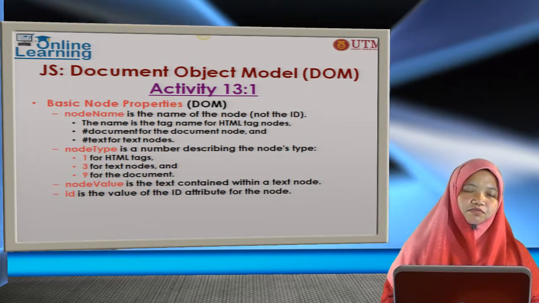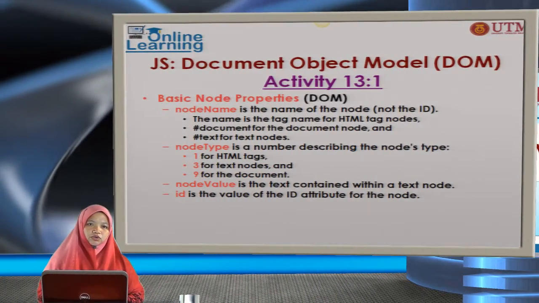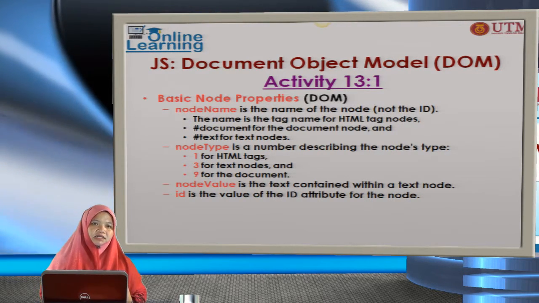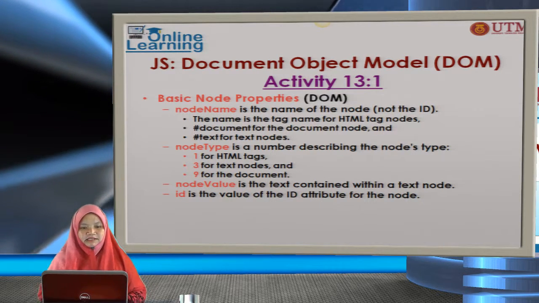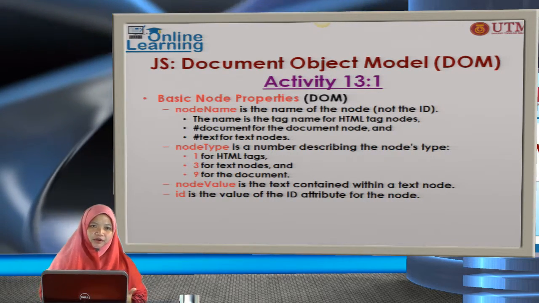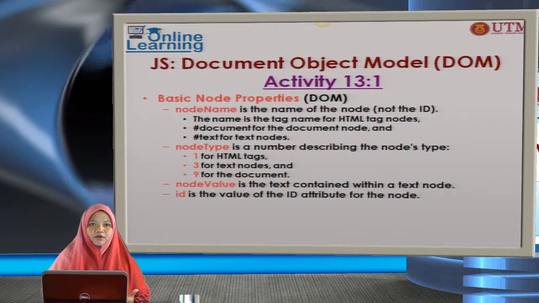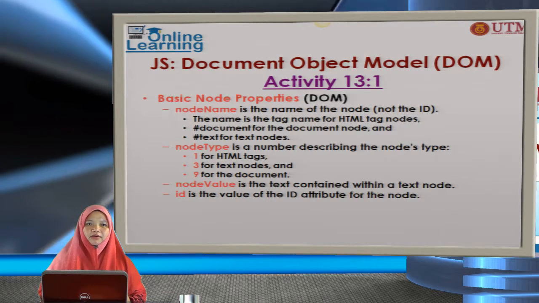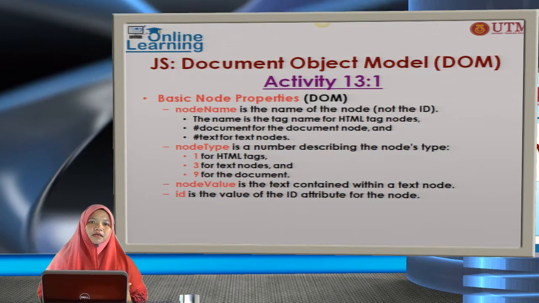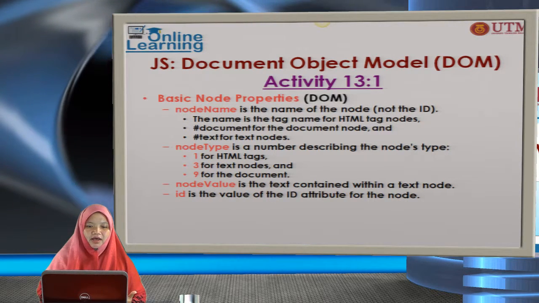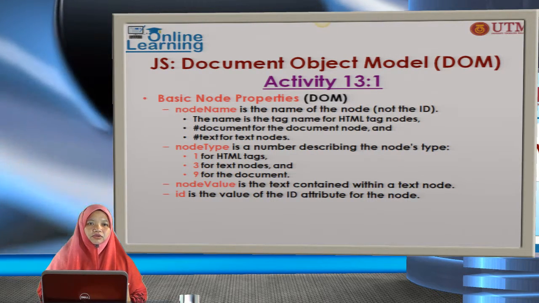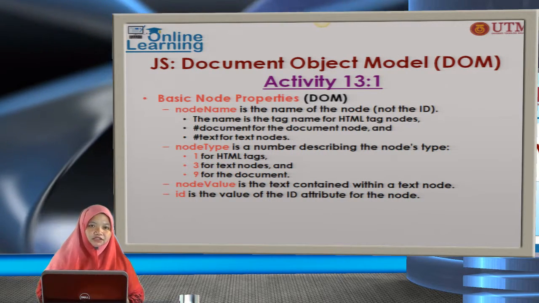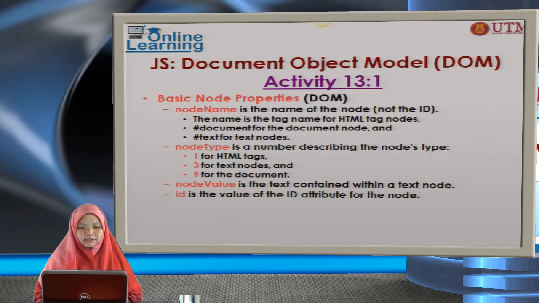Right, let's move to the activity. You can see the details about implementations of basic node properties, which involves nodeName. nodeName refers to the name of the nodes. We call it not ID, but nodeName. In that nodeName, you have to give the name. The name is the text name for HTML text nodes. So you have to give it like this, right?